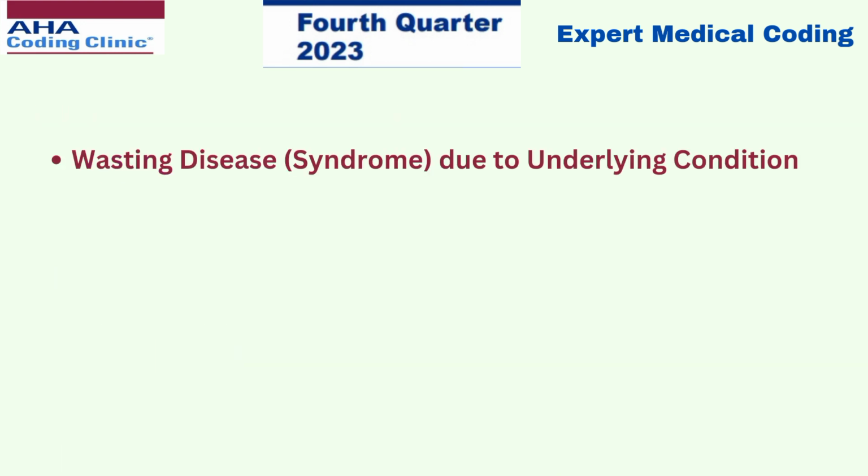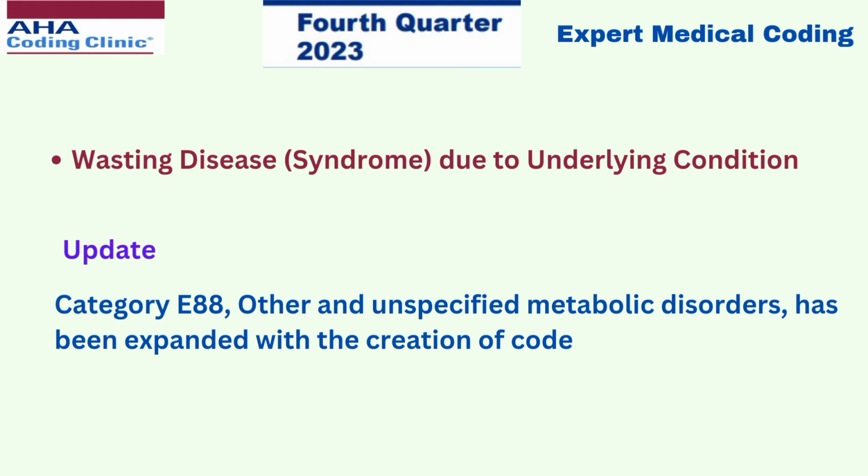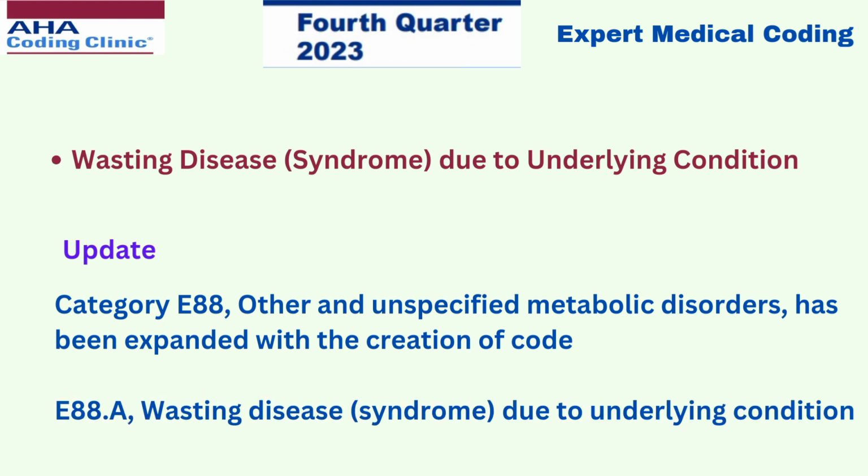Now let's go to the next coding clinic scenario, wasting disease or syndrome due to underlying condition. The update here is category E88, other and unspecified metabolic disorders, has been expanded with the creation of code E88.A, wasting disease syndrome due to underlying condition. So the code E88 has been further expanded as E88.A.